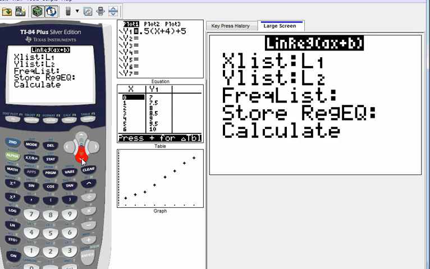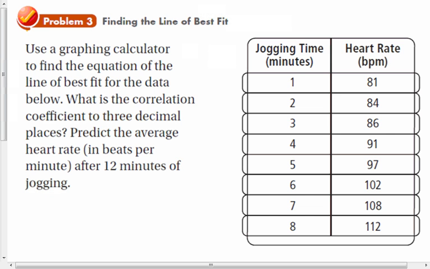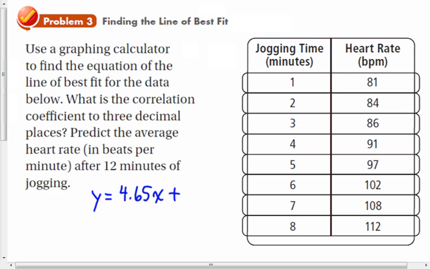On some calculators, you won't get this menu. You can just hit enter to calculate. And right now, I'm getting 2 values there. The A value, notice, is the number in front of the X, which is the slope, so 4.65. And the B value is about 74.2. So I'm going to write that down. y equals 4.65x plus 74.2. I'm rounding these.